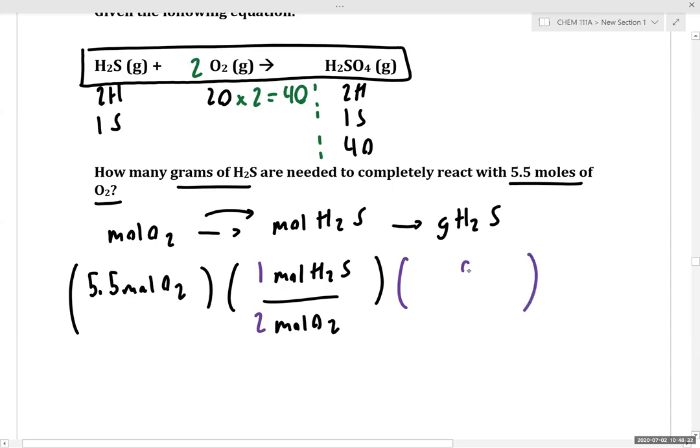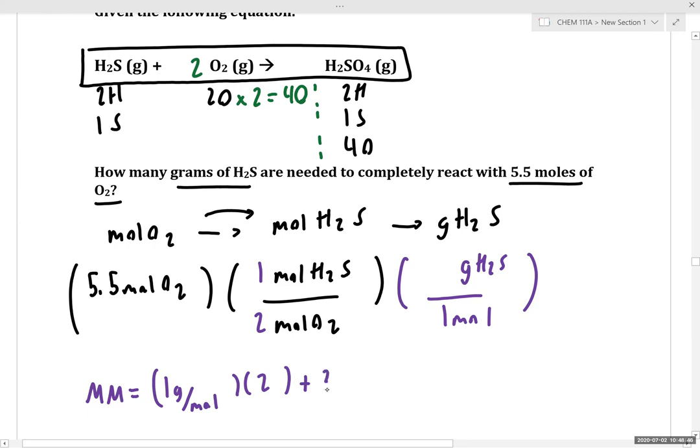Next, we need to figure out how many grams of hydrogen sulfide are present in 1 mole. So to do that, we're going to do a quick molar mass calculation. We have 1 gram per mole for hydrogen, and we have 2 hydrogens. We have 32 gram per mole for sulfur times 1 mole, and that gives us 34 gram per mole.